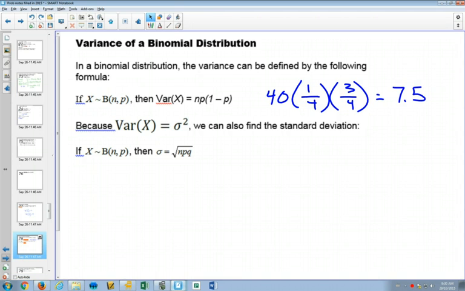And here I put the q instead of the 1 minus p, because 1 minus p is just your failure, which is q. So fun formula for the day. Sigma equals the square root of n.